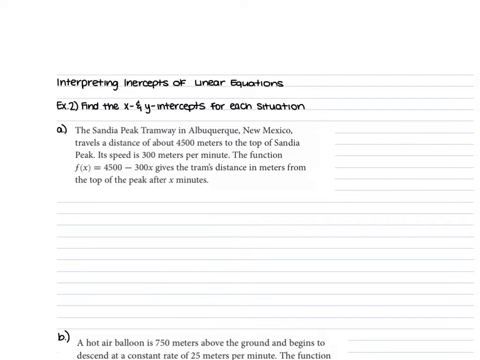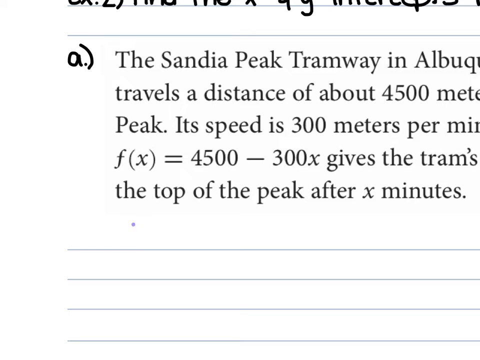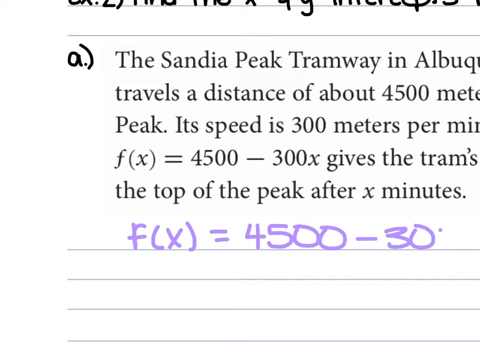Its speed is 300 meters per minute. The function f of x is equal to 4,500 minus 300x gives the tram's distance in meters from the top of the peak after x minutes. So we're going to use that function to find the x and the y-intercepts. So we're going to start by using f of x is equal to 4,500 minus 300x.